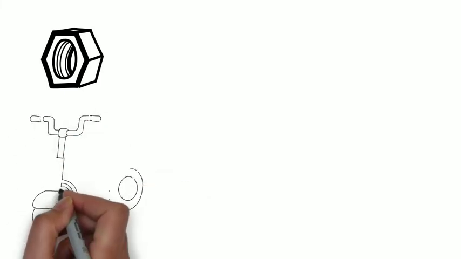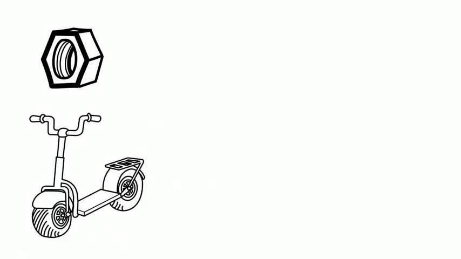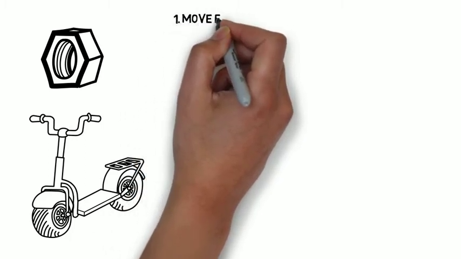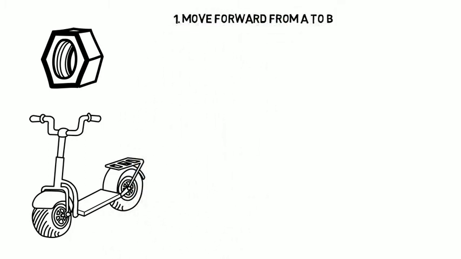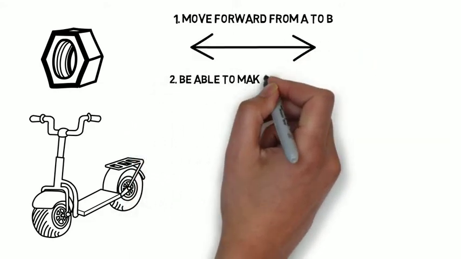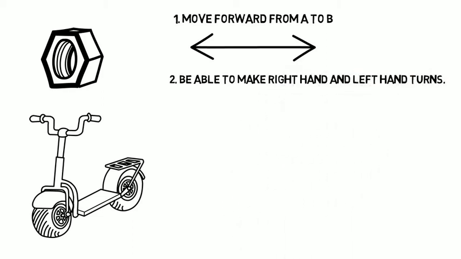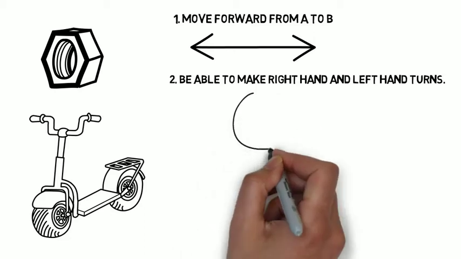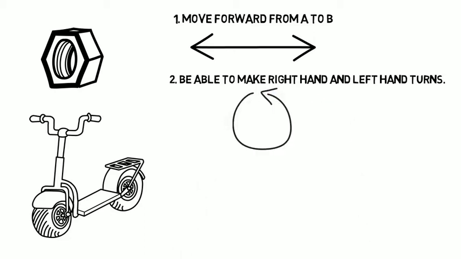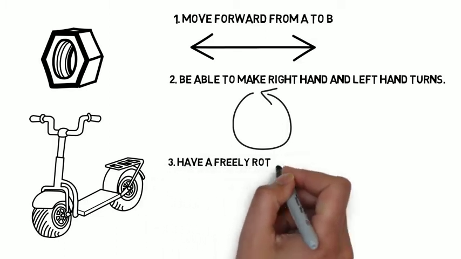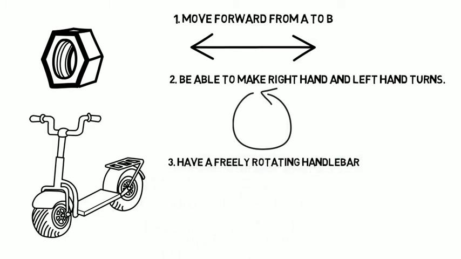Okay, for our scooter, let's classify these as linear or rotational. 1. Move forward from A to B. This one is pretty straightforward. Moving forward usually means a straight line, so it's linear motion. 2. Be able to make right hand and left hand turns. This is rotational motion. Think about what you do when you turn. Well, you move around something, and going around something usually means moving in a circle. 3. Have a freely rotating handlebar. Rotating. I wonder which one this is.